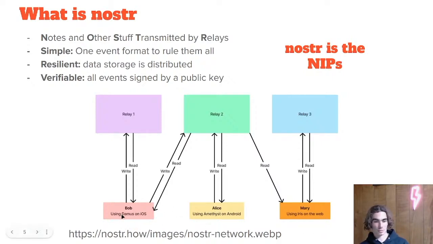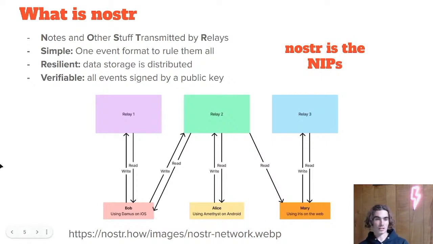You can see this says Bob is using Damus, Alice is using Amethyst, and Mary is using Iris, all on different devices, the web, Android, and iOS. And what this graphic doesn't show, if you're familiar with these clients, is they're pretty much Twitter clones. We'll probably go check out Iris in a minute. But these are pretty much just Twitter clones.